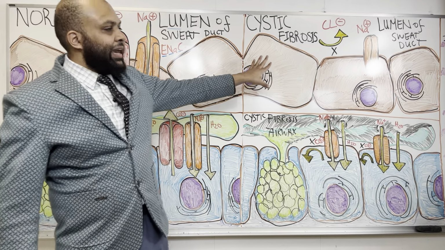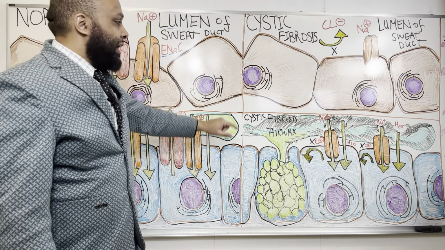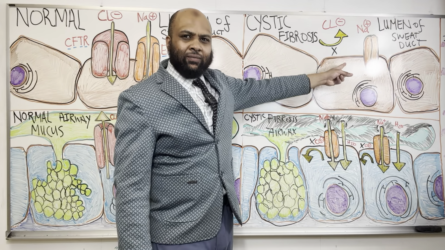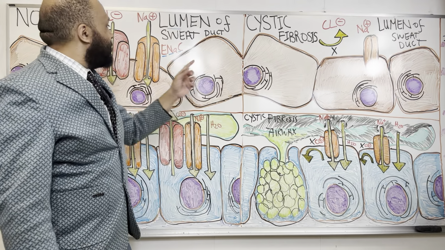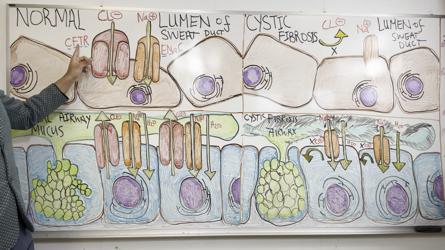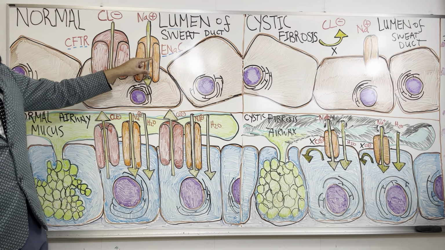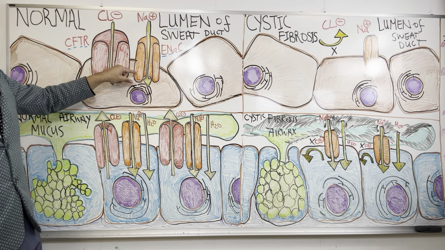So now let's look at the diseased. Let's look at the disease cystic fibrosis. If you look at the cystic fibrosis cell, if you compare the normal cell, it has both channels: the red CFTR, the cystic fibrosis transmembrane receptor, and the orange ENaC, the sodium channel.